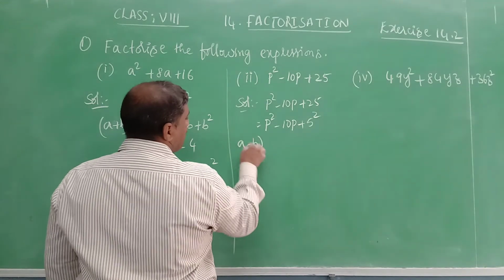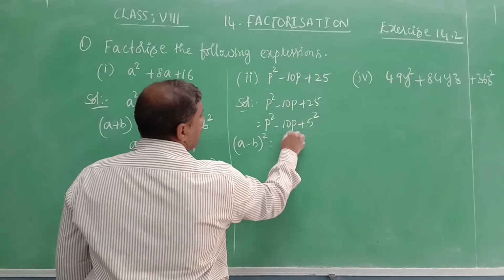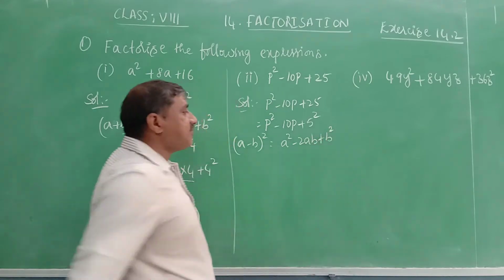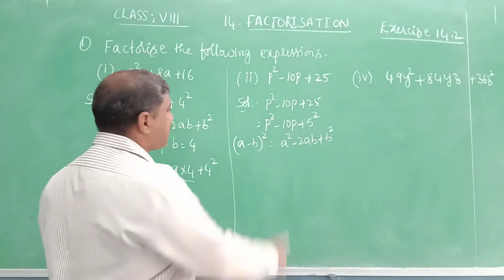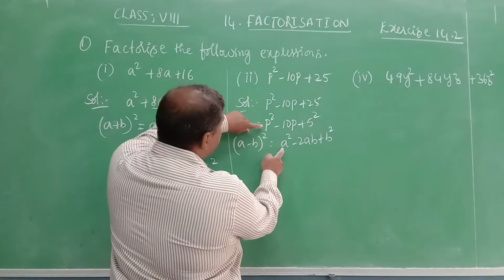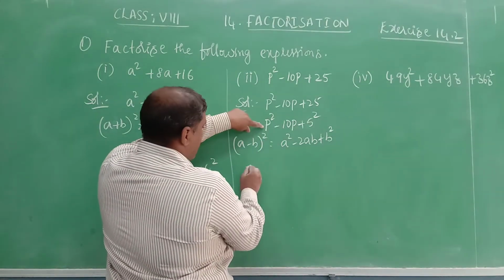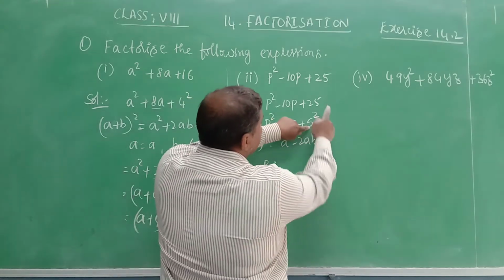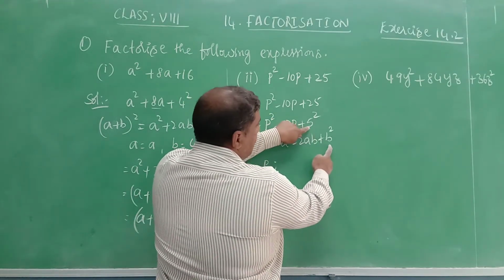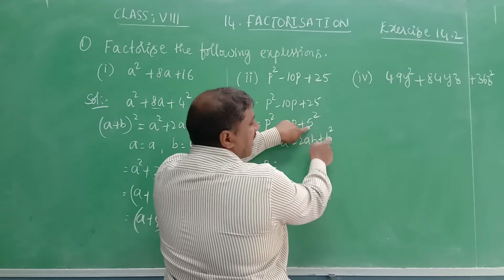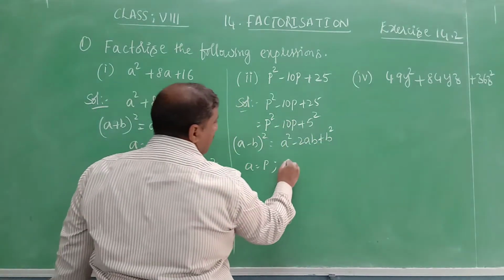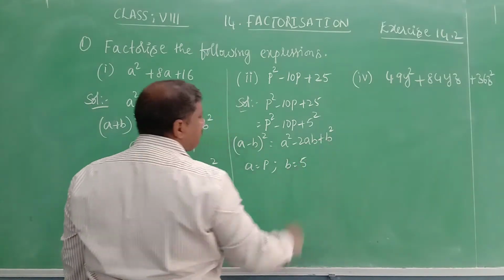(a minus b) whole square is equal to a square minus 2ab plus b square. Now observe the first and last terms. Here, observe the first term, p square is equal to a square, therefore a is equal to p. 5 square is equal to b square. Powers are the same, therefore their exponents are the same, therefore their bases must also be the same. That is b is equal to 5.